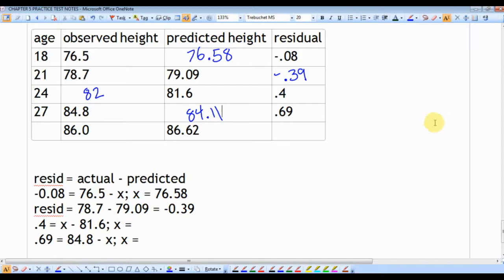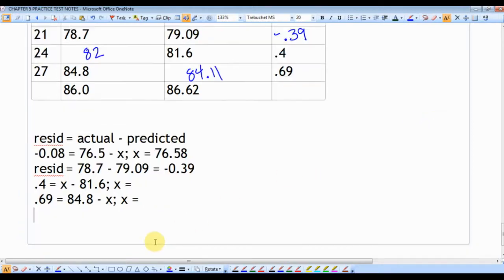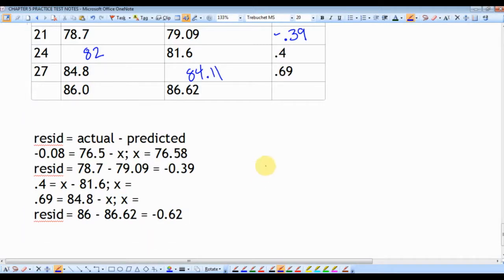Last one here, we're going to use residual is equal to the actual, which is 86, minus the predicted, which is 86.62, giving us negative 0.62. But it's asking for the age. On ours, it's filled in. It's the age that's not there. Oh, okay. But you just add three. And it tells us in part C.